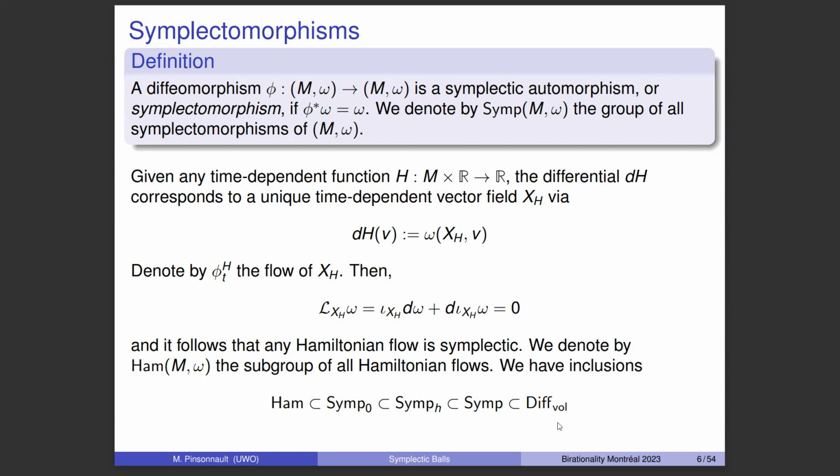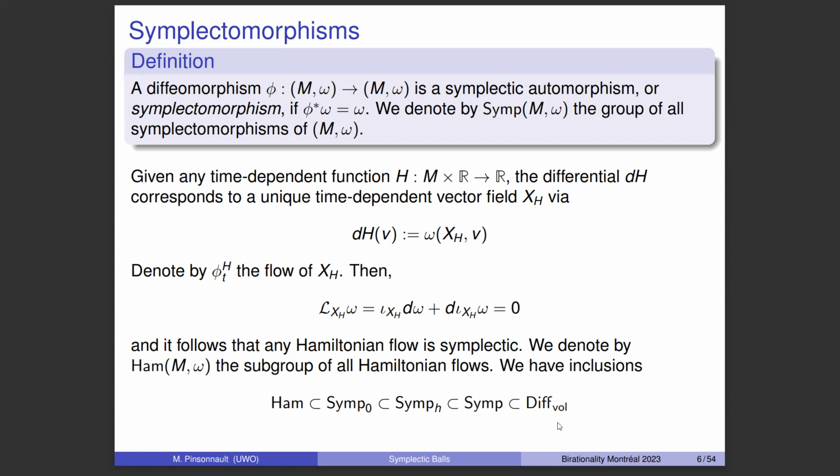Now, of course, there are plenty of functions you can consider, and this shows already that the group of symplectic diffeomorphisms is always infinite dimensional. Actually, if you look at the subgroup generated by all these time one flows, it's not hard to show that it generates a subgroup of Symp, which is called the Hamiltonian subgroup.